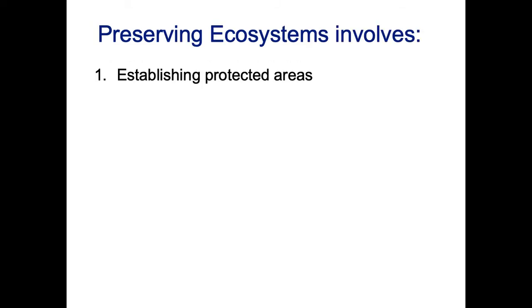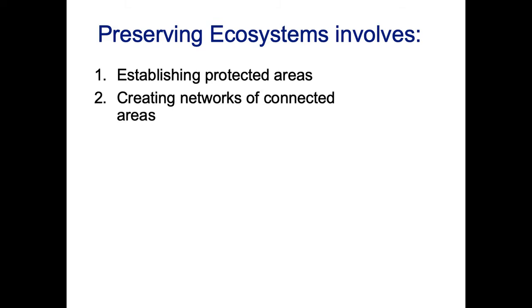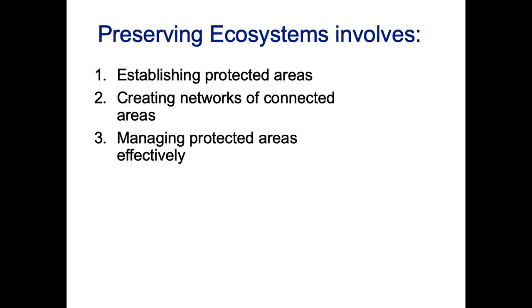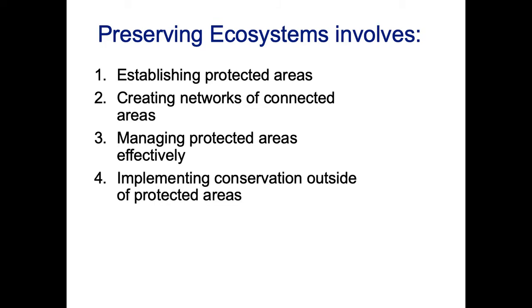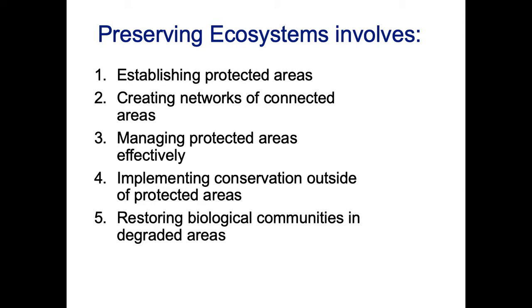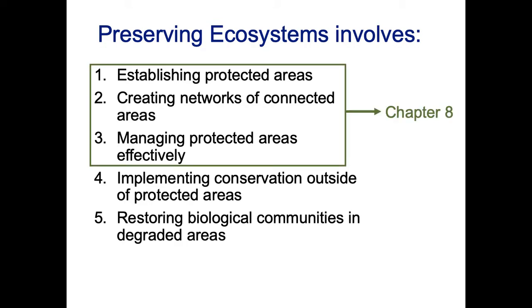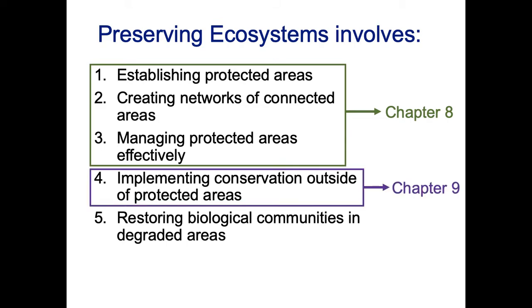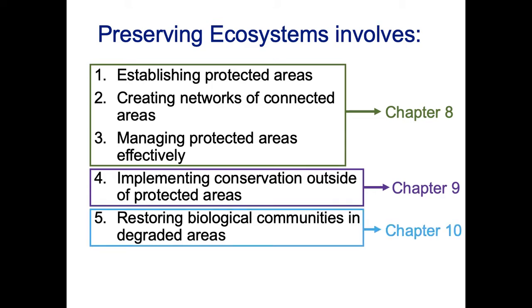Preserving ecosystems involves establishing protected areas, which we'll talk about, creating networks of connected areas, also in this chapter, and managing protected areas effectively. We also need conservation outside of protected areas and also need to restore biological communities in degraded areas in order to meet these ambitious goals. So we'll be talking here about protected areas in Chapter 8. Chapter 9 is all about conservation outside of protected areas, and Chapter 10 will be about restoration.